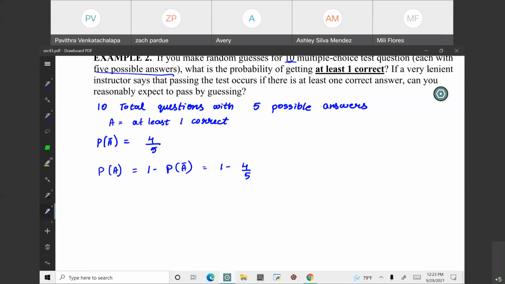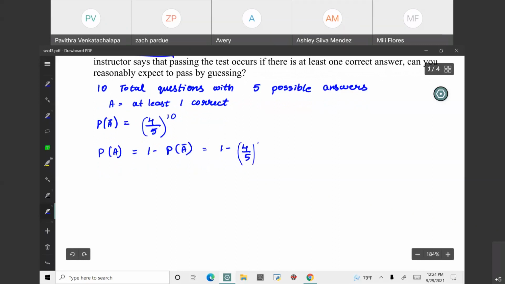So in that case, we are going to multiply 4 by 5 10 times. Do not multiply the whole thing with 10. You're going to multiply 4 by 5 10 times. Okay? Then this would be 1 minus 4 by 5 to the power of 10. So if you use a calculator and do this, the answer is 0.893.